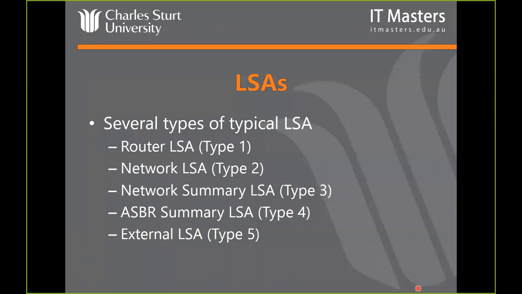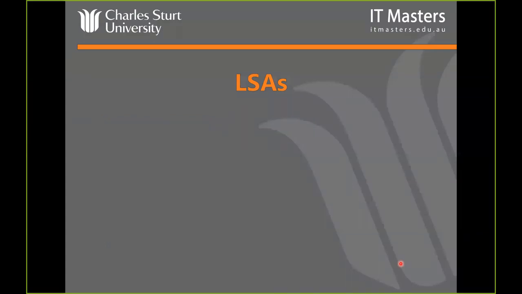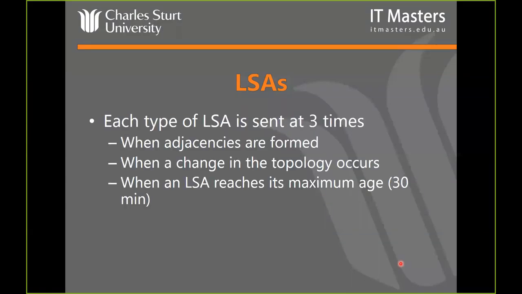So router LSA type 1 and 2, and 3 to a degree, basically come from within the OSPF autonomous system. A summary LSA and external LSAs often come from routers that are connected to external systems, or routes that are coming in from external areas. So 1, 2, and 3, basically internal, 4 and 5, external.